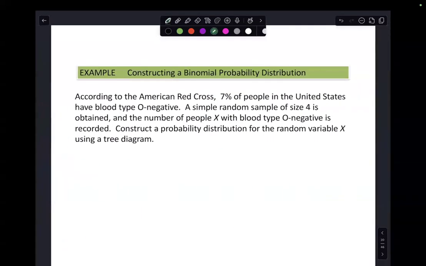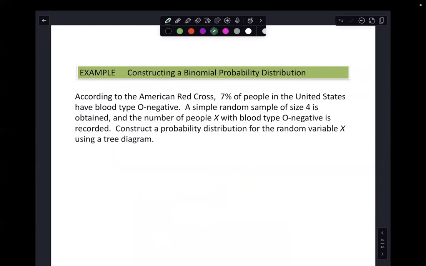Okay. Let's talk about our probability distribution here. I'm going to show you the tree diagram. I'm not going to ask you to make a tree diagram, but this gives you an idea of different outcomes. And this is going to lead into our fun calculator function that we're going to learn today.